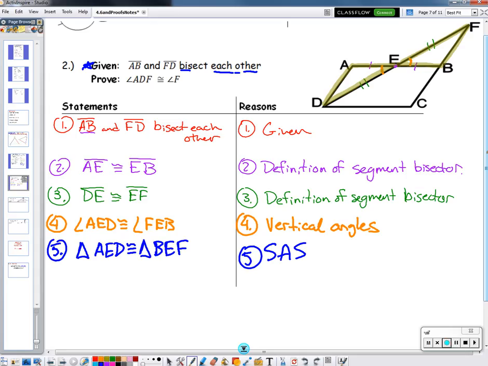So, when I look at what they're trying to prove congruent, where is this angle right here? Where is angle ADF? Where is that located on my picture?